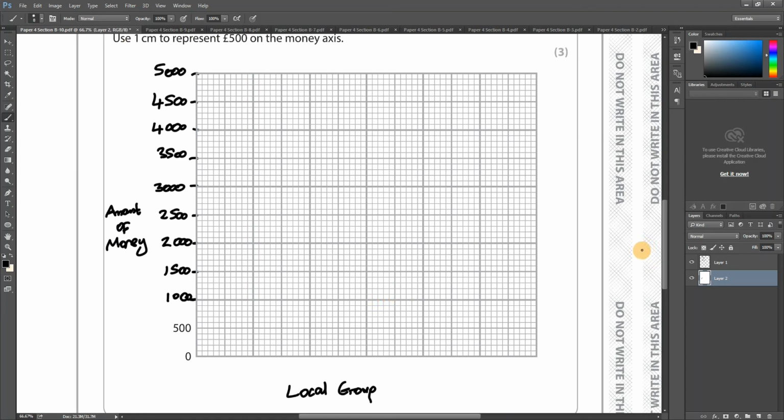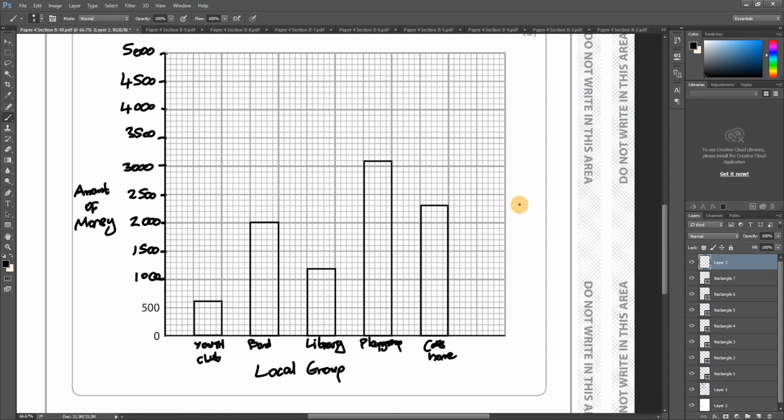So I'm going to leave a gap, make a bar, leave a gap, make a bar, and so on. Yeah, so let's do that. Okay, so mine looks something like this. Hopefully yours is a lot neater than mine. Actually, it's not too bad. I'm quite pleased with that.